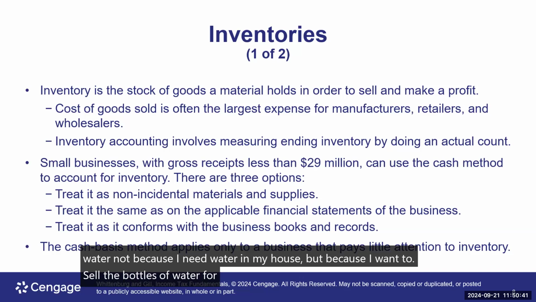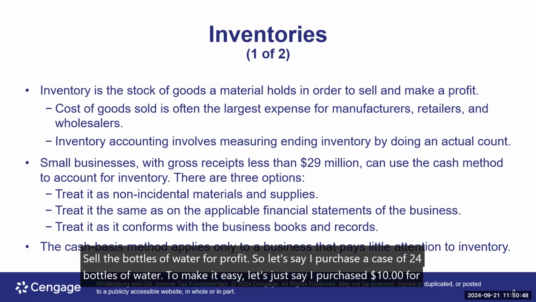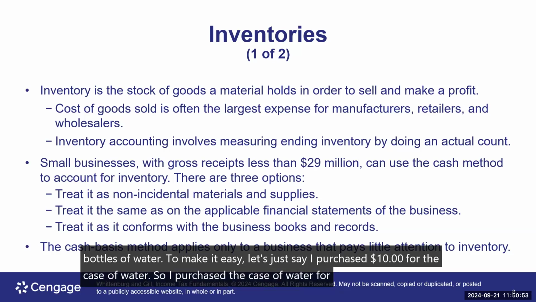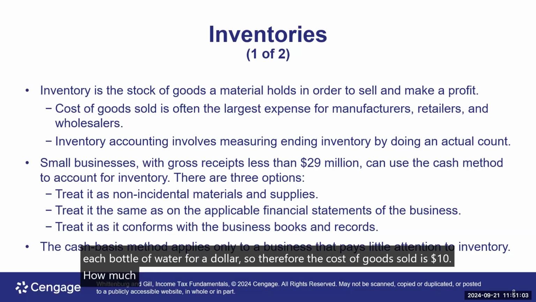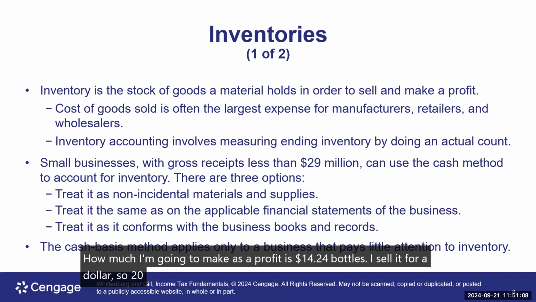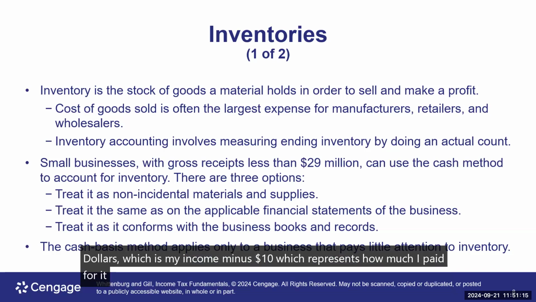So let's say I purchase a case of 24 bottles of water. To make it easy, let's just say I purchased the case of water for $10. I'm going to sell each bottle of water for $1. So therefore, the cost of goods sold is $10. How much I'm going to make as a profit is $14. 24 bottles, I sell it for $1. So $24, which is my income, minus $10, which represents how much I paid for it. My profit is $14.